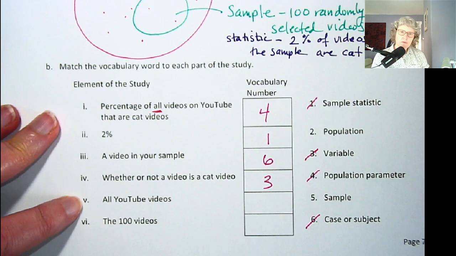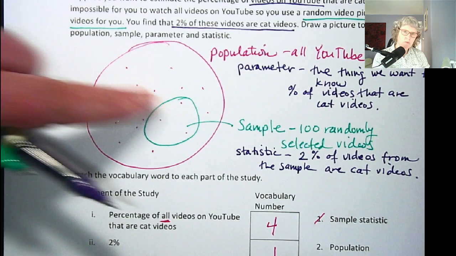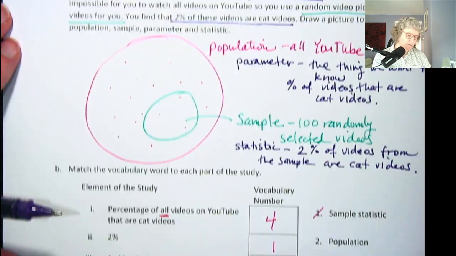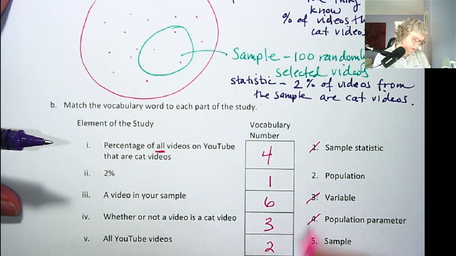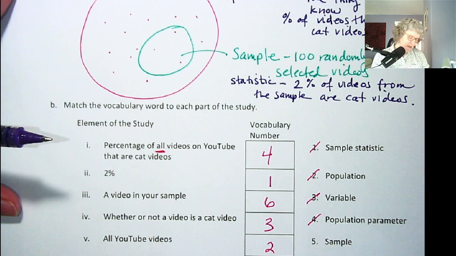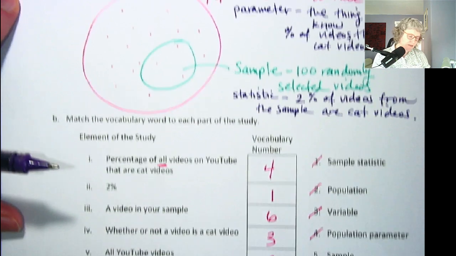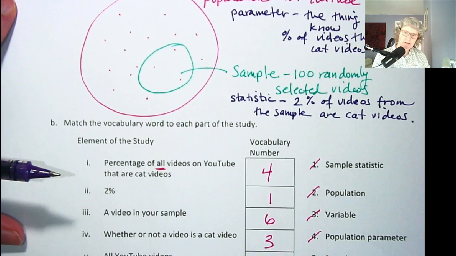Okay, all YouTube videos. Okay, so all YouTube videos, that was our whole population, right? Our whole population is number 2. And let's see if this checks out. The 100 videos, that is our sample, right? Okay, we got it. Number 5.